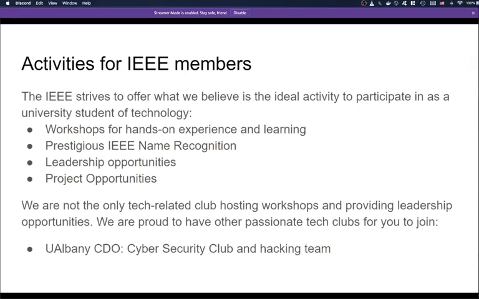Also, we are not the only tech-related club on campus. There's also the CDO, which is the cybersecurity club. If you're interested in any of that aspect, they also do a lot of technology-based stuff. Especially if you're interested in learning more about Windows and stuff, they do a lot of PowerShell hacking.